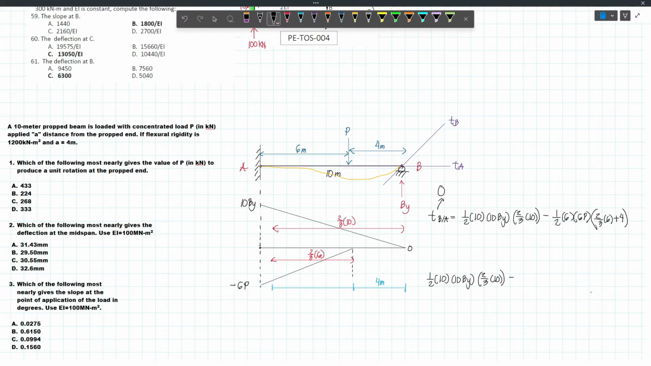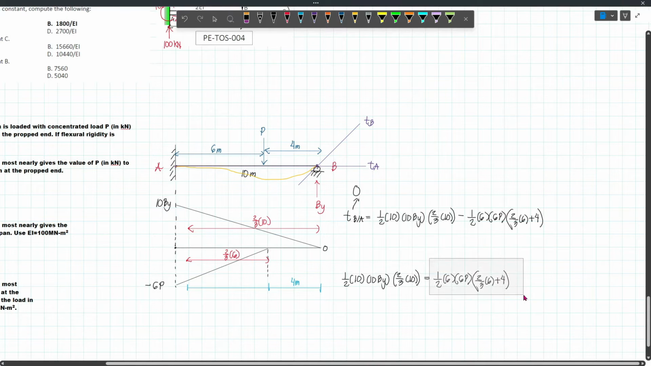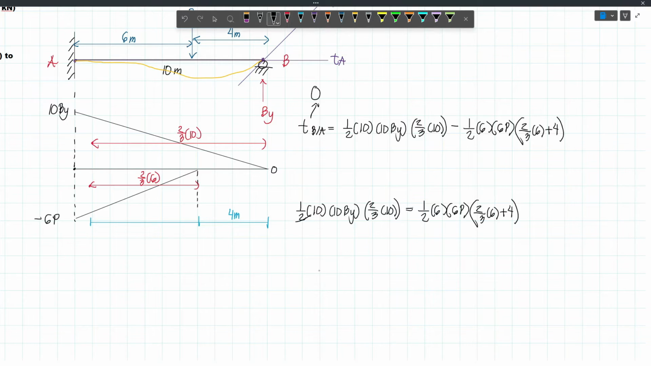So pwede ko na siya ibutang dire nga 1/2. Again, copy lang pud ni. Positive na ni siyang expression, kay essentially gimove siya sa pikas. So kani pwede na tani ma-simplify. Ang kani siyang 2 mo cancel kaning 10 pud. So 5 na lang mabilin. 5 times By times 10, times 2/3 times 10, and then equals 1/2 times 6. 3 na lang mabilin. So 3 times 6p times 2/3 times 6 plus 4.